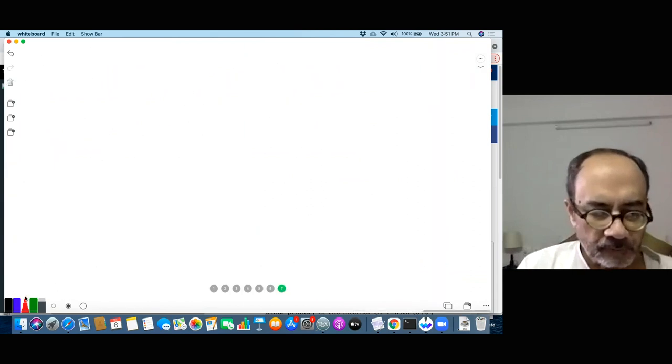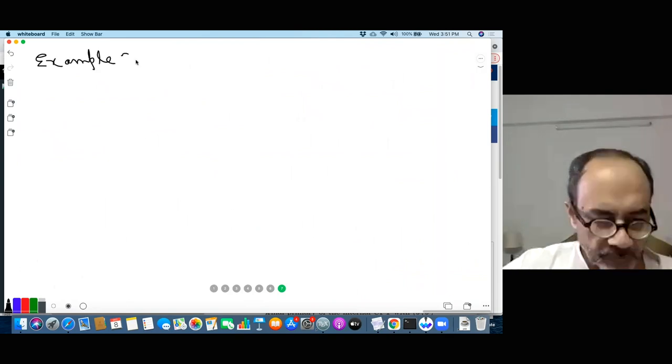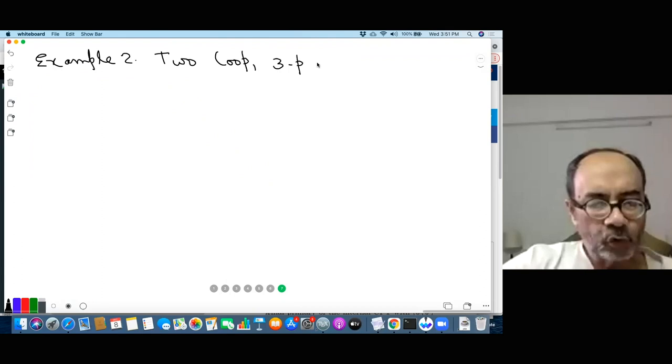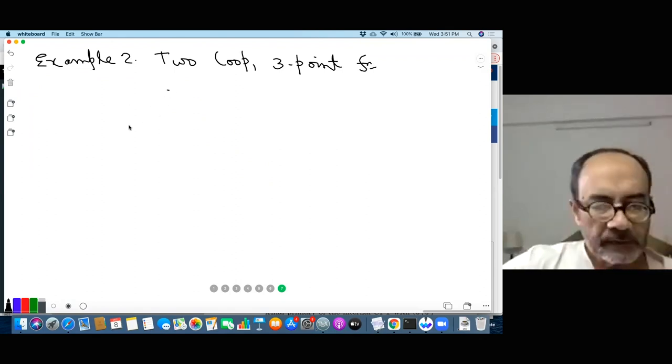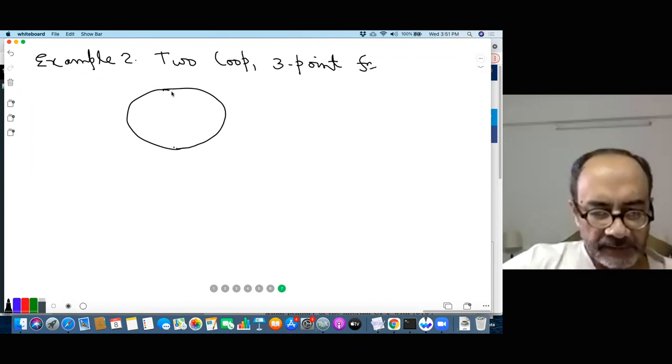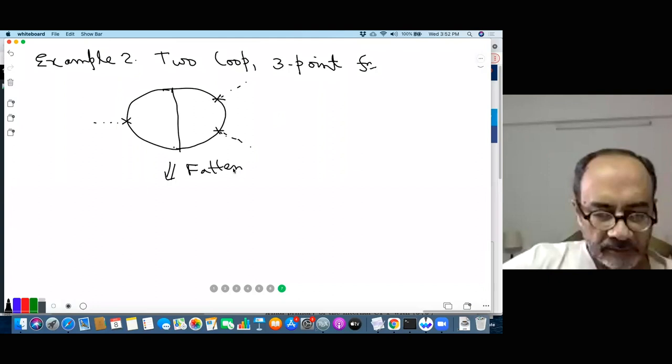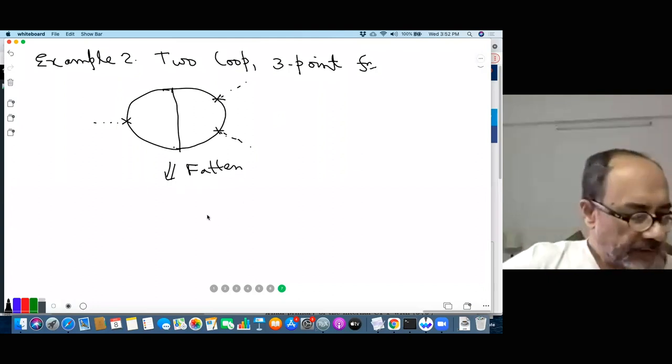Okay, I'm going to describe one more example. The two loop three point function. So let me draw a diagram. This is a possible Feynman diagram, right? Again, the convention is that this is where the external legs are attaching, which I'm not going to draw. And now you fatten it. So if we fatten it, it becomes something like this.